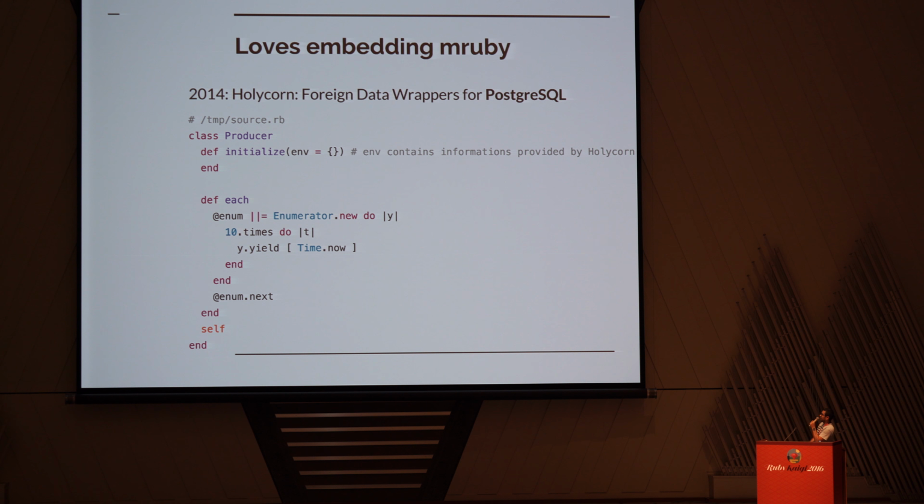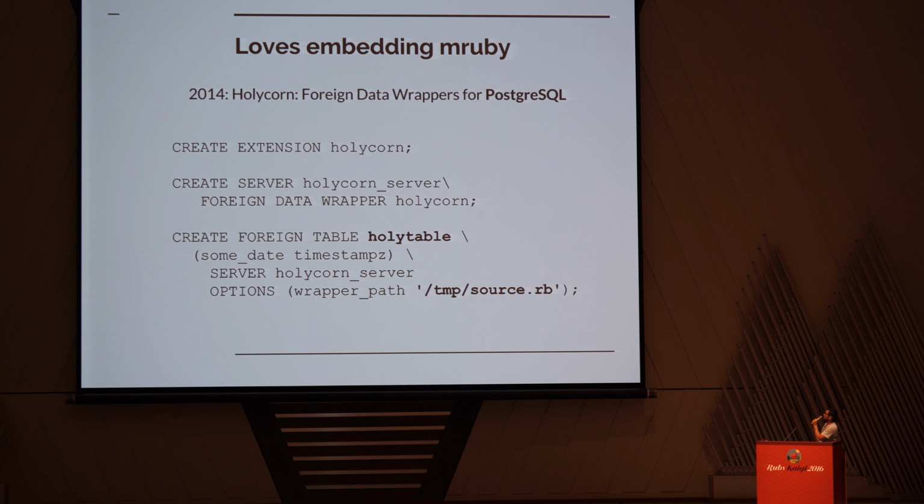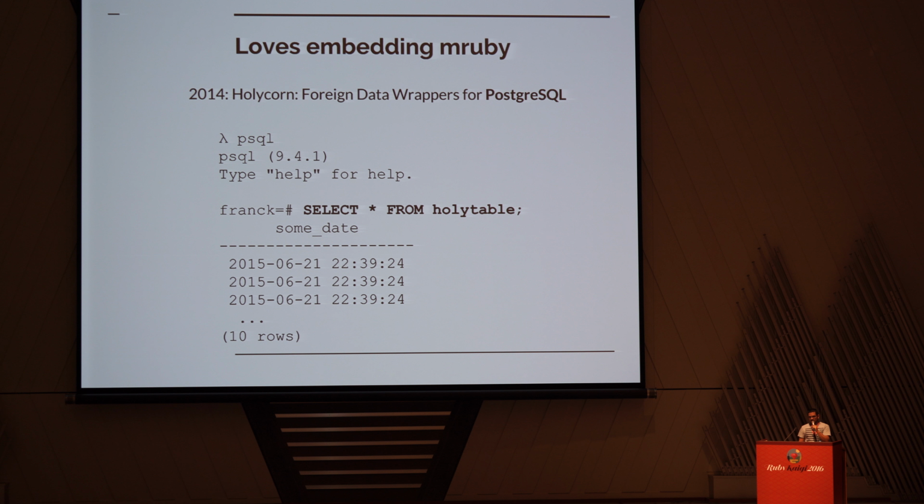So you basically create a class. You can iterate over that class using an enumerator. You go into Postgres. You create a foreign table called Holy Table in that case, and you give it the wrapper path, which is the source code. And then you go into Postgres. You select something. And oh, magic, that's produced by Ruby code. So it was kind of nice, and it became kind of like a passion.